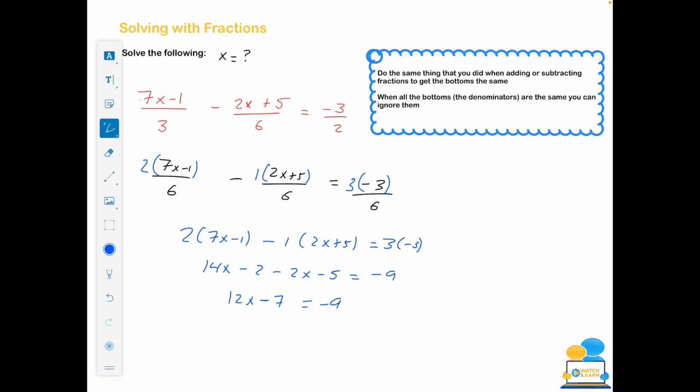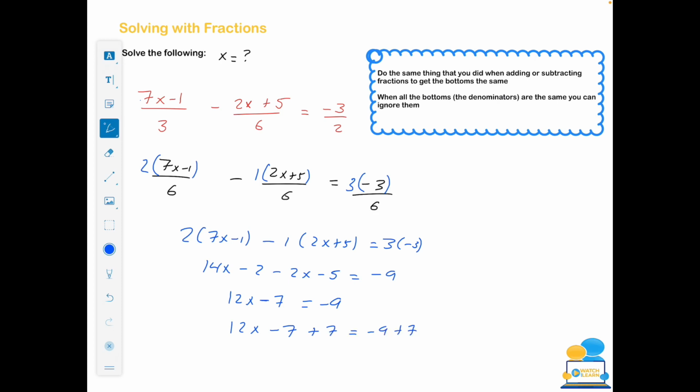Now, we need to get rid of this minus 7. We want x on its own, so we need to get rid of that minus 7. How are we going to get rid of that minus 7? We will add 7 to both sides. So we'll have 12x minus 7, plus 7, is equal to minus 9 plus 7.